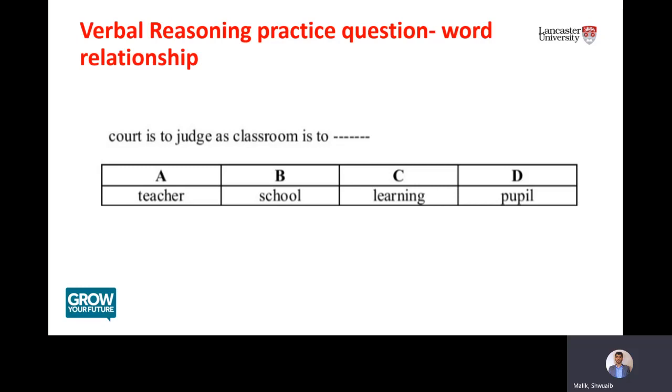A second way is, what is the main working place of a judge? I.e., where does he spend most of his working time? In a court, surely. And same with the teacher. Where is their main working hub? Where do they go to work? It's a classroom. So that's another way that you can determine the link. But the main thing to remember is that determining the relationship between the first pair of words is the most important thing to do before you even look at the second pair of words and what the options are for them.